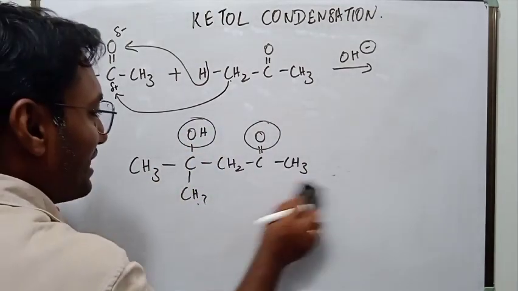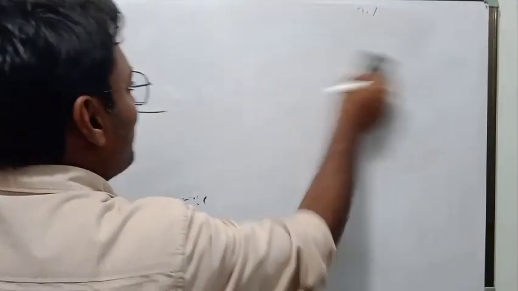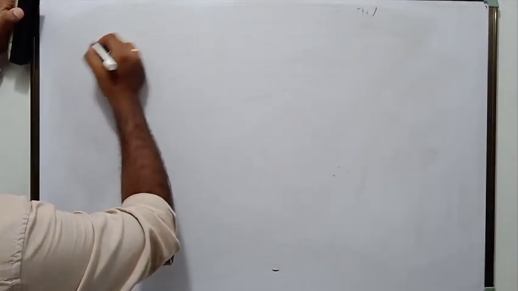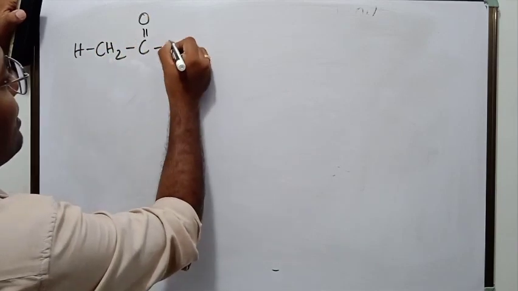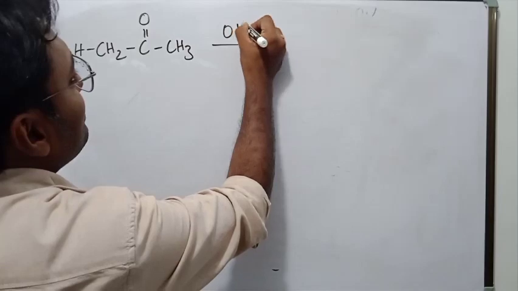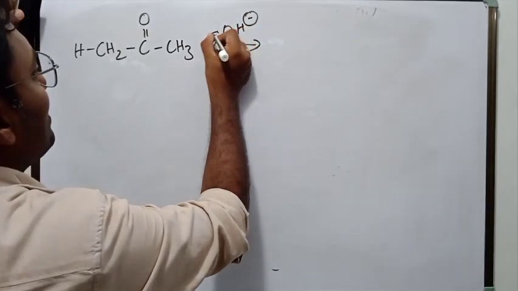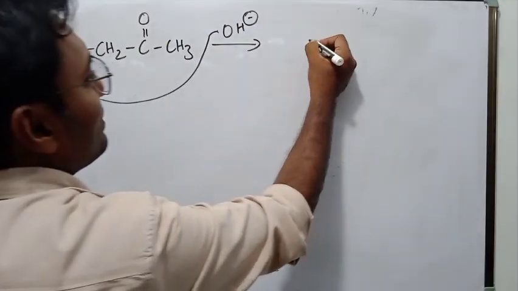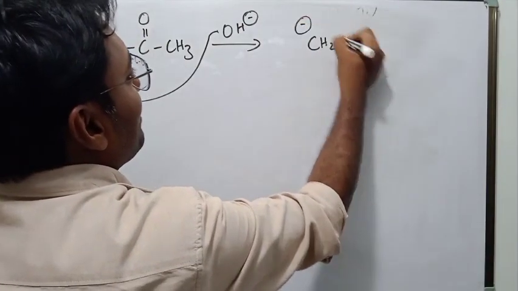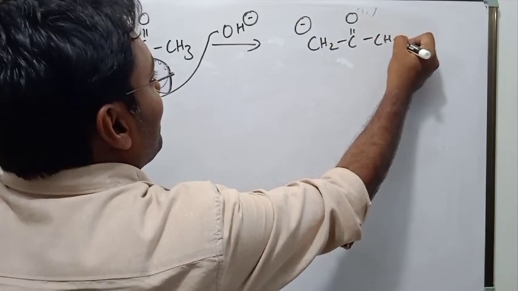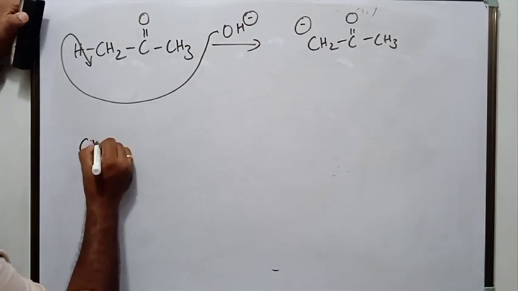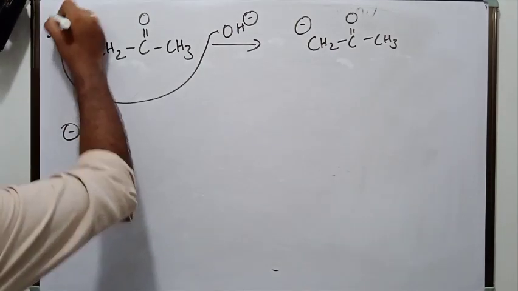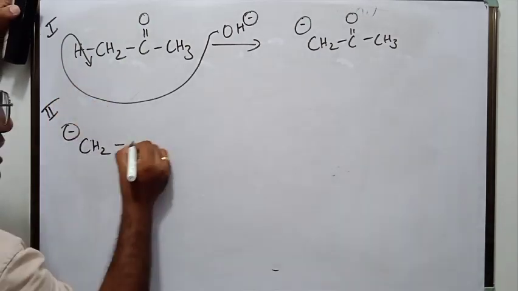So you can write the mechanism as well. Step 1 is the formation of the enolate ion. In this case, formation of the enolate ion. How will it take place? Just write the acetone molecule like this. OH minus, right? Take this H from here. Fine. Now you get the enolate ion, right? Step 2 will be attack of the enolate ion. How will it attack? Write this. This is step 1. This is step 2. Attack of the enolate ion. How will it occur?